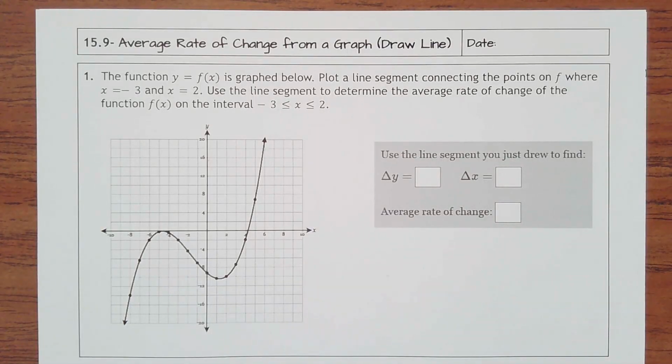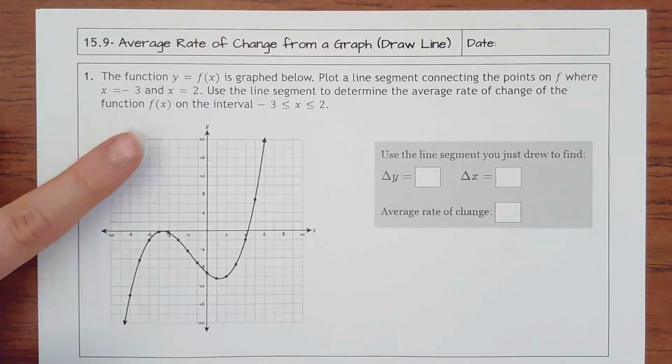Lesson 15.9 is average rate of change from a graph. It's going to want you to draw a line. So the function y equals f of x is graphed below. Plot a line segment connecting the points on f where x is -3 and x is 2.